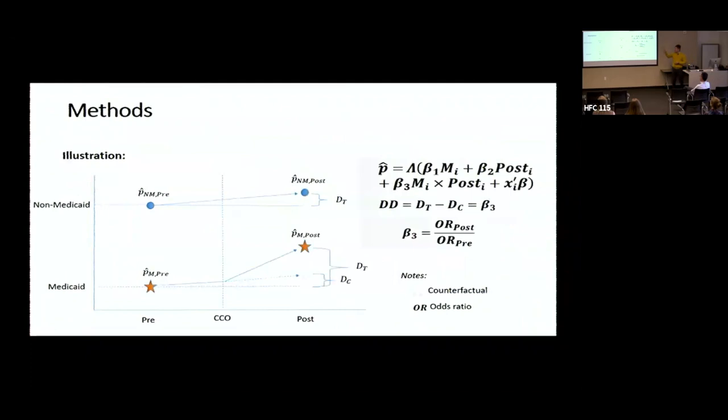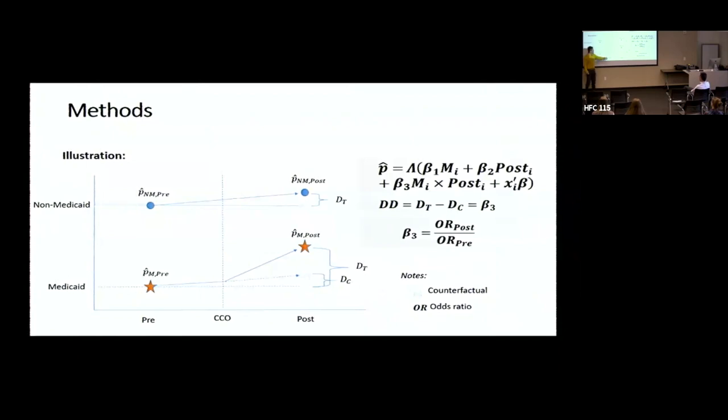This is just a simple illustrative example. I think it's very stylized. Because we have women clusters, I will explain here. We have a CCO implementation here. We have a before-CCO and post-CCO period, for the policy group and the reference group. For the policy group, Medicaid women, the access to prenatal care is much lower; the rate is lower for Medicaid women compared to non-Medicaid women. So before CCO implementation, this is what you're going to see, okay?